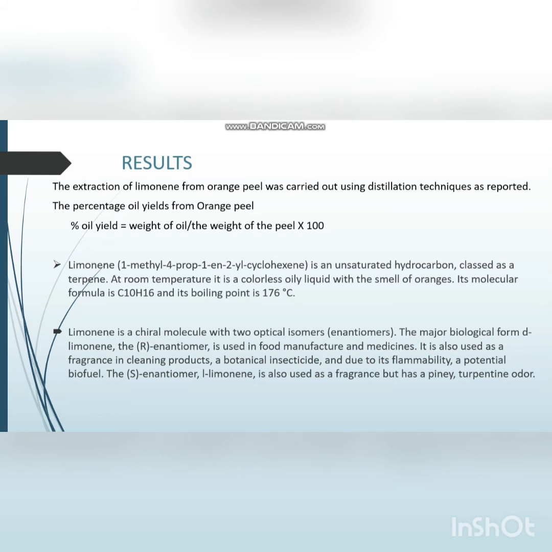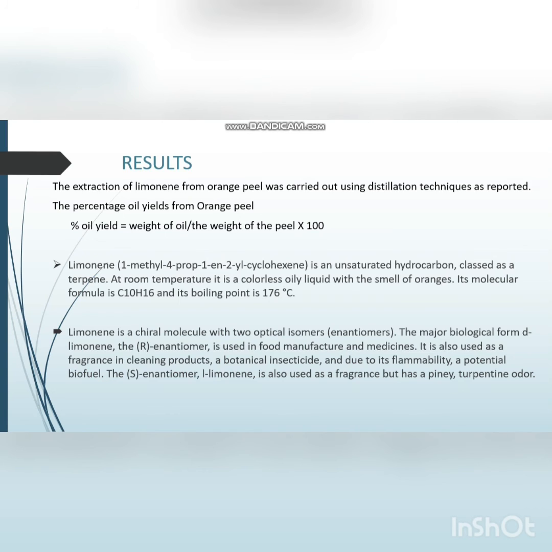Limonene, 1-methyl-4-prop-1-en-2-yl-cyclohexene, is an unsaturated hydrocarbon classed as a terpene. At room temperature, it is a colorless oily liquid with the smell of oranges. Its molecular formula is C10H16 and its boiling point is 176 degrees Celsius.